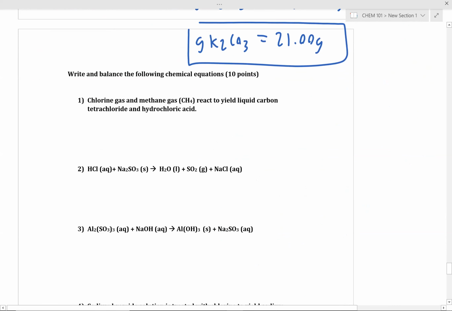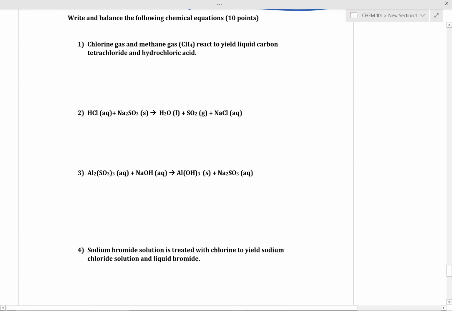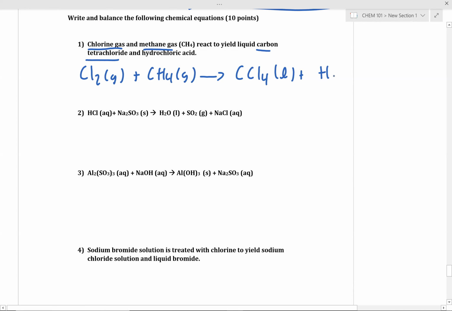Okay, we're now asked to balance some chemical equations. We did a lot of that this past class session. So I'm going to run through these quickly and let's work on these together. So chlorine gas. What's the formula of chlorine gas? Cl2. So we have Cl2 gas. Methane gas, we're given as CH4 gas. They react to yield liquid carbon tetrachloride. What's the formula of carbon tetrachloride? CCl4, yep. And then hydrochloric acid, what's the formula? HCl.